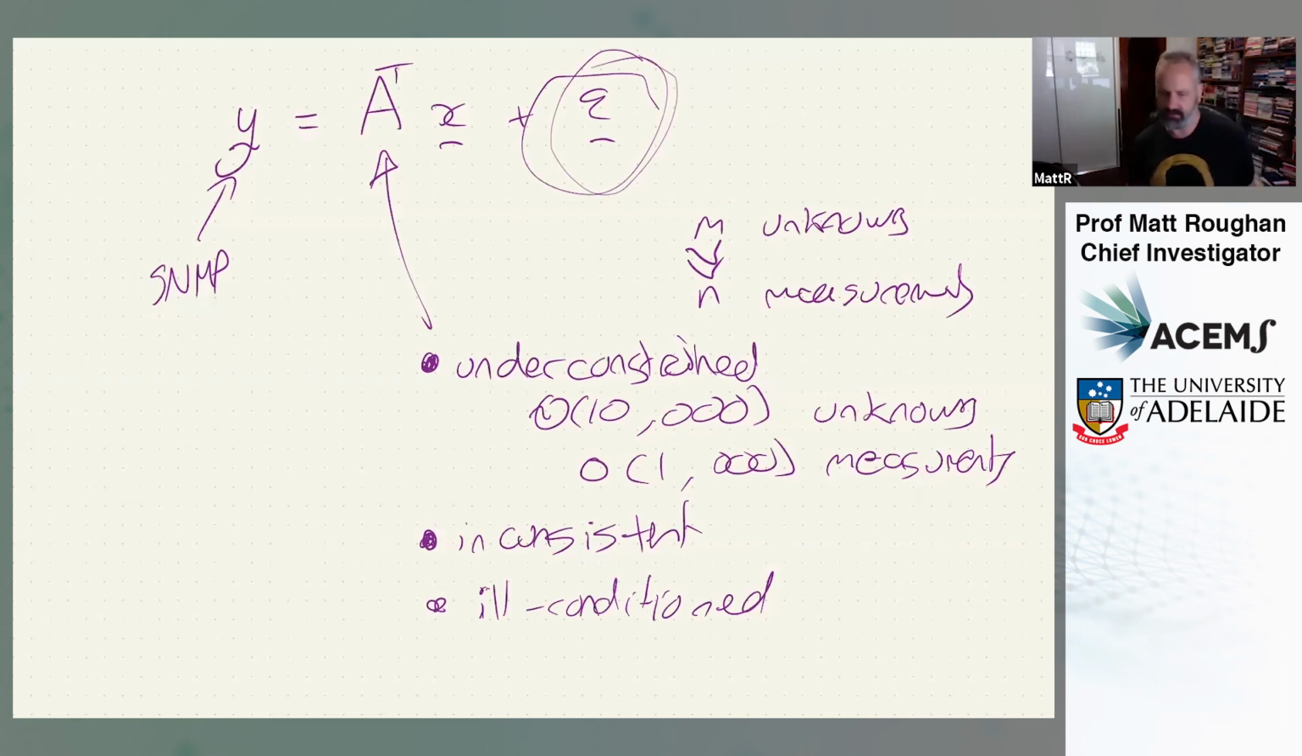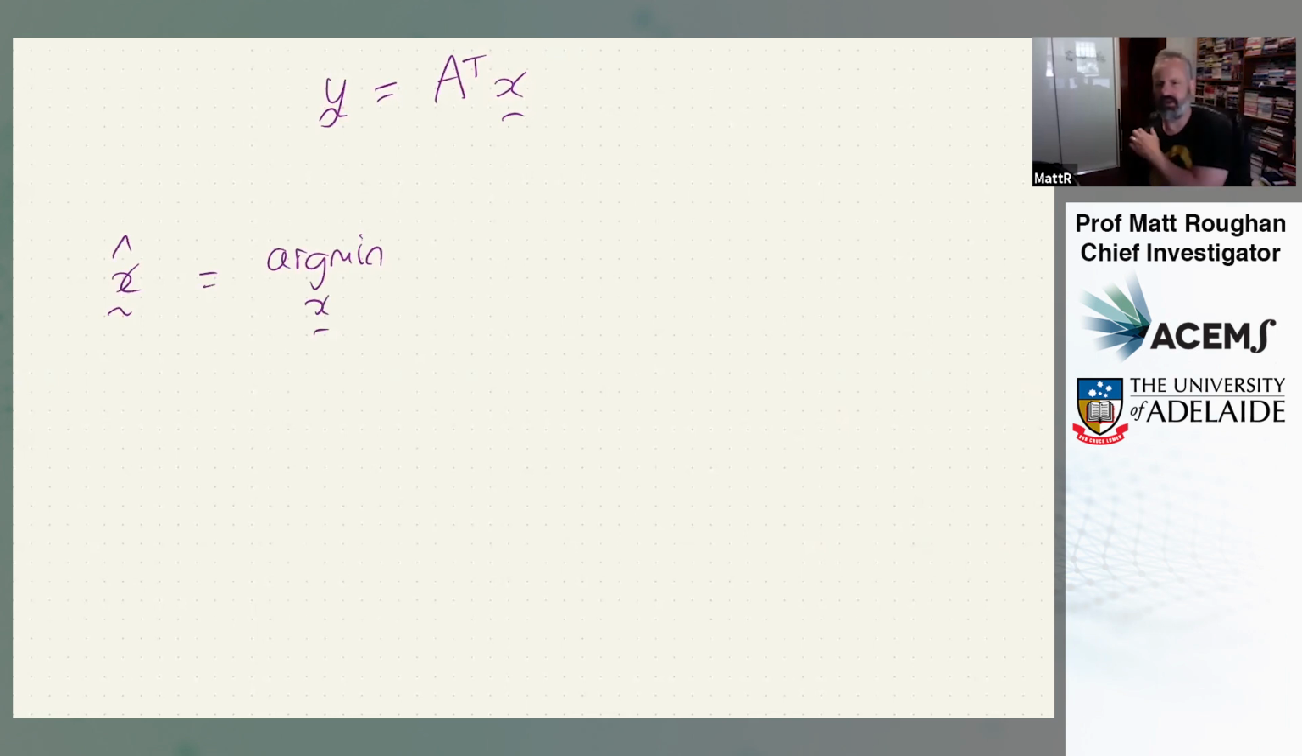There is a standard toolkit, I would call it, for solving problems like this, linear inverse problems. What we do is we phrase it as an optimization problem. So x hat is going to be my estimate. We say it's the argmin. That's just the x that leads to the minimum value. So it's a fancy way of saying find the best x.